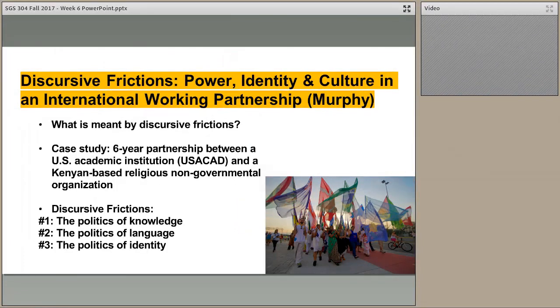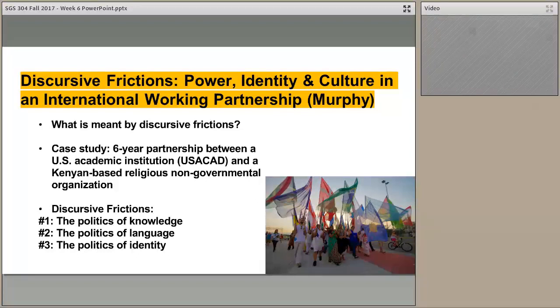In her article, Murphy uses a post-colonial framework and a fascinating case study of a partnership between a U.S. academic team working with a religiously affiliated Kenyan NGO on the promotion of HIV/AIDS education in Kenya to illustrate the complex dynamics that power, identity, and culture play in such a transnational collaborative project.